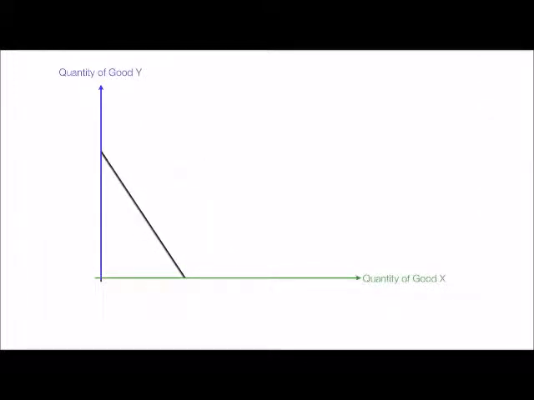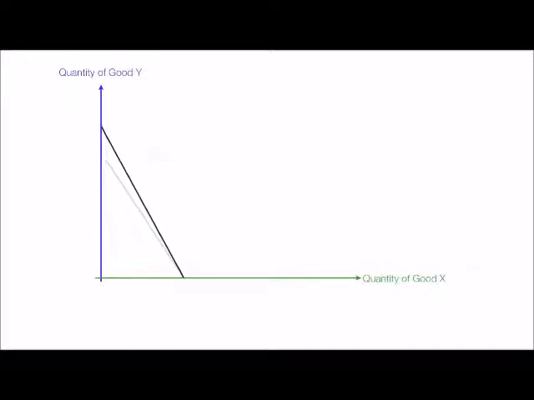I'll do the same for the price of Y. If the price of Y goes up, what happens to the quantity of good Y consumed? And what happens to the quantity of good Y consumed if the price of Y goes down?